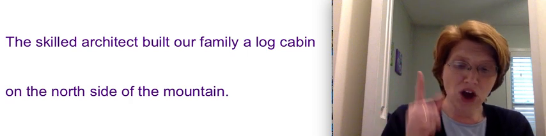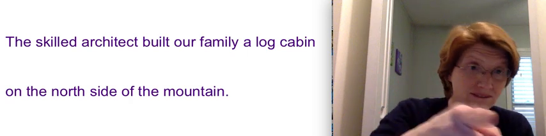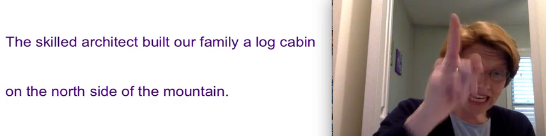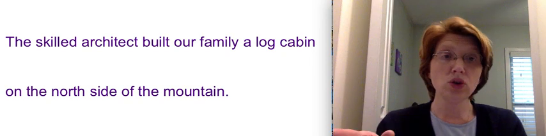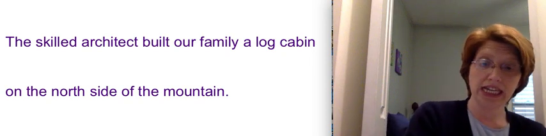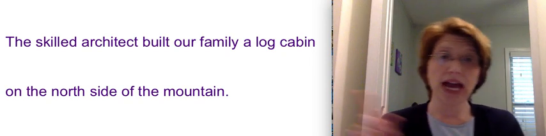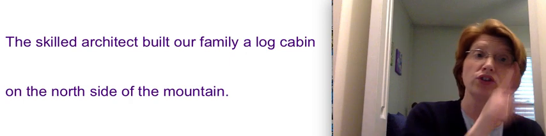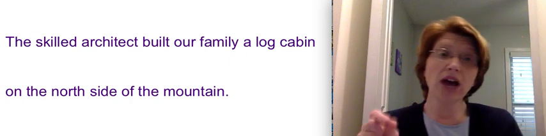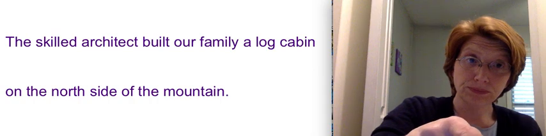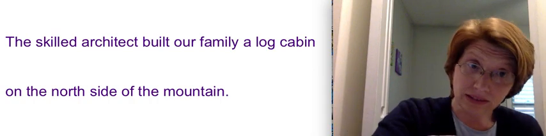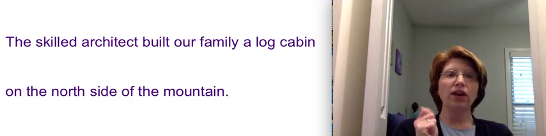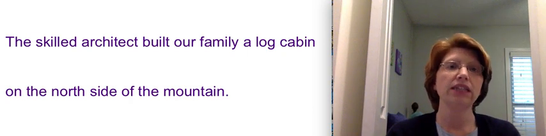An I-O is located between the VT and the D-O. To find the I-O, ask to whom or for whom after the D-O. Good. All right, so that's how we find an I-O.